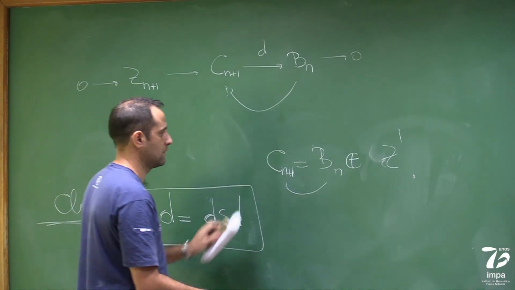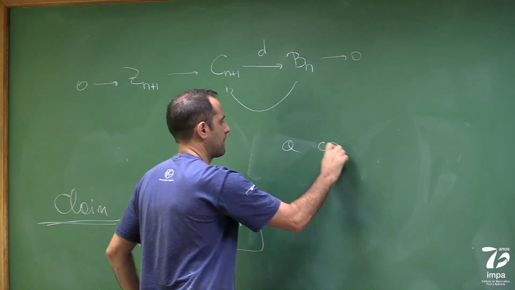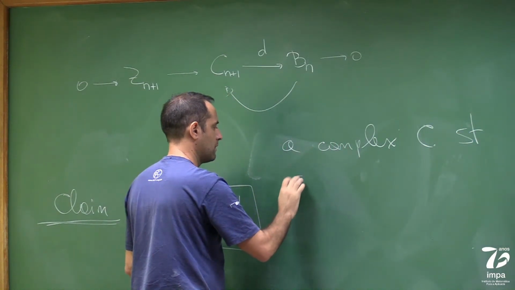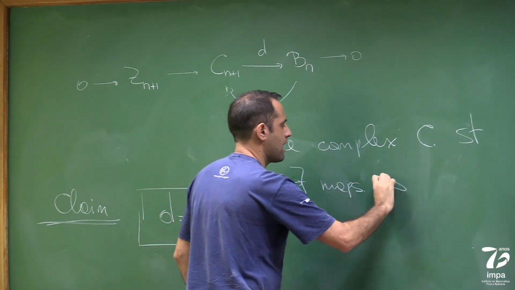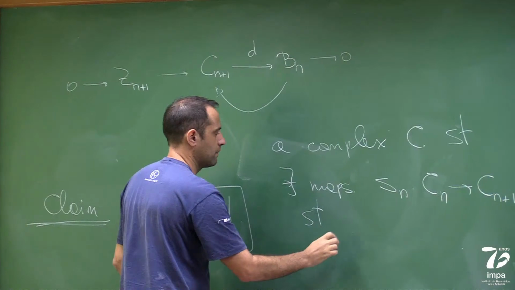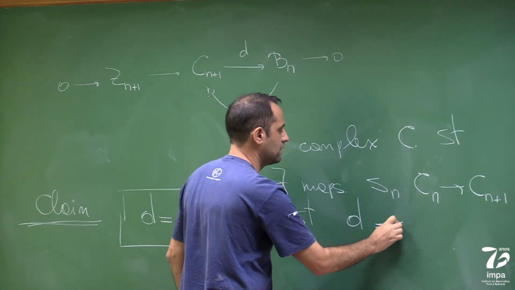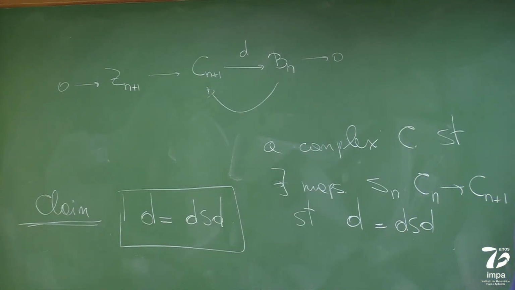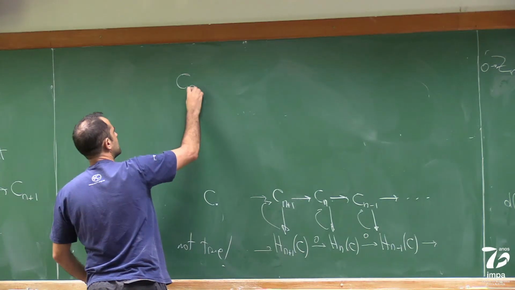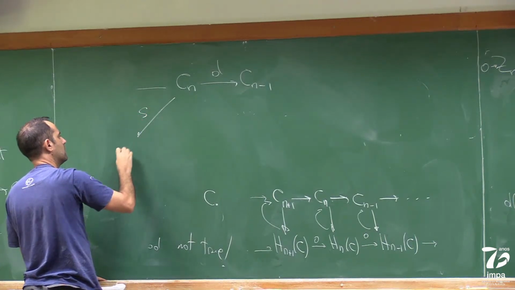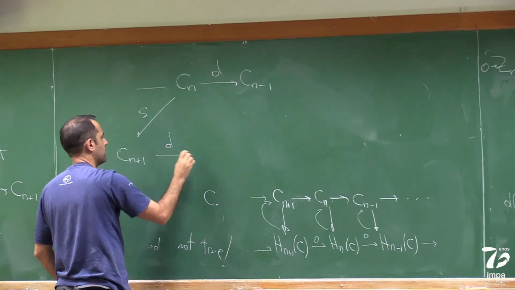So a complex C, such that there exist maps Sn from Cn to Cn plus 1, satisfying D is equal to DSD. I need to choose the right subindexes for all of them, and I'm sure I'm going to do this wrong. So let's do the diagram. What I have is Cn. I can look at D to Cn minus 1. Or I can look S to Cn plus 1. Or I can look at D to Cn again.